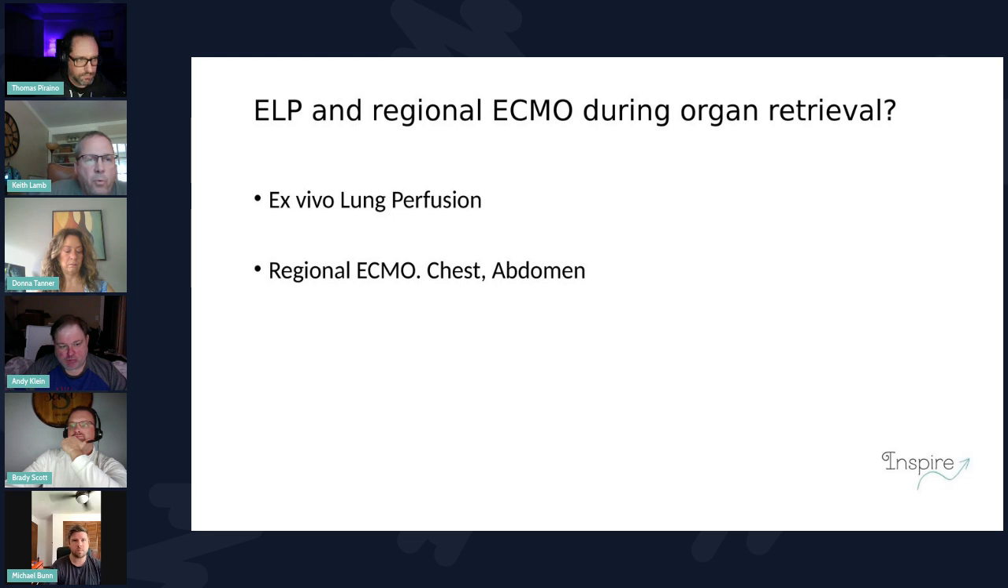That supports what the consensus of folks said: the closer we get to using standard lung protective approaches in potential lung donors, the more likely we'll have lungs that are considered appropriate for donation.